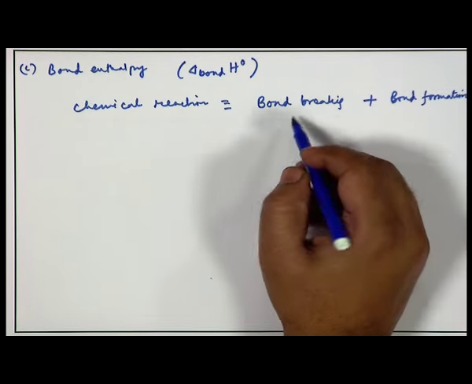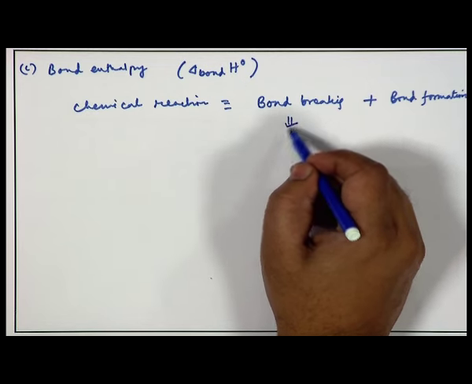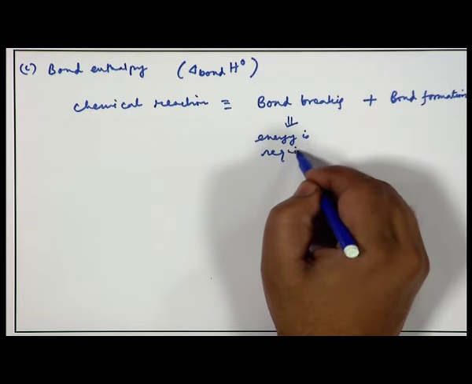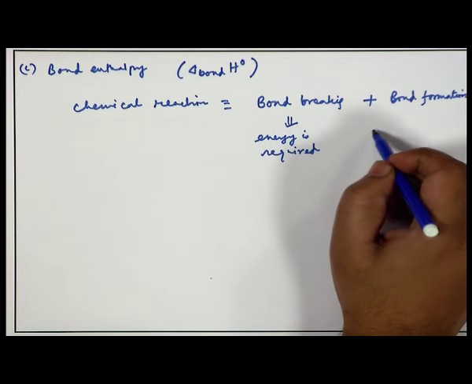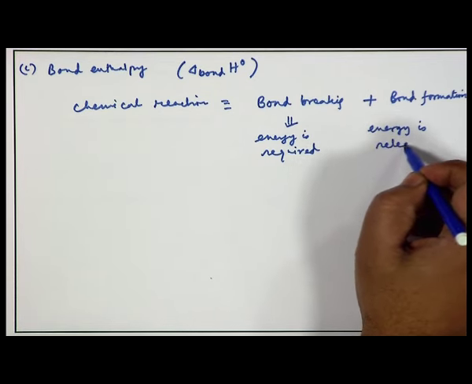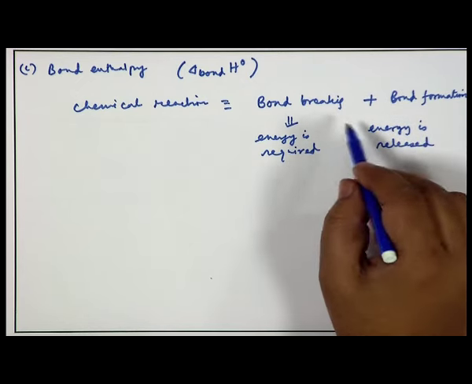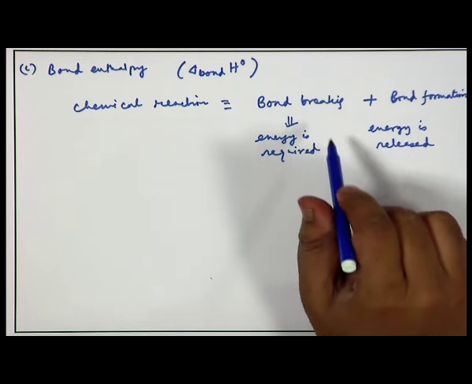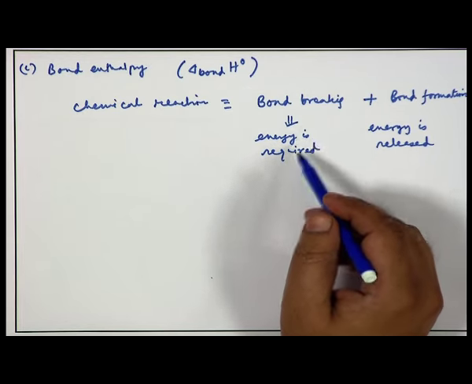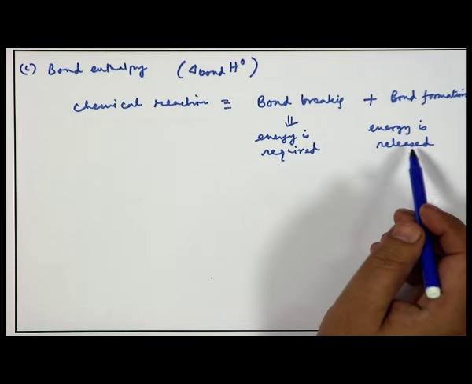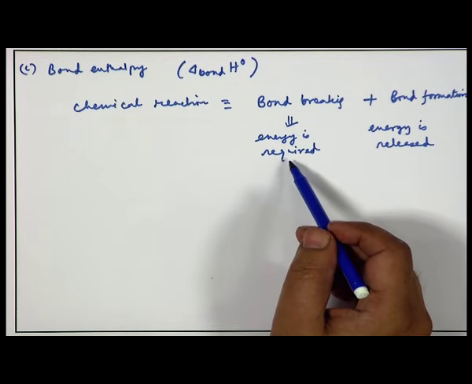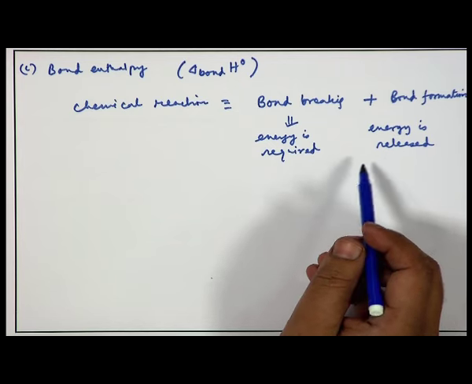So, in bond breaking case energy is supplied. So, energy is given, energy is required, and bond formation always results in energy release. So, energy is released for this case. If you talk about thermodynamic terms, the Q would be positive here because the system requires some energy, and in this case Q would be negative. If you do it at constant pressure, del H would be positive here, del H would be negative here.